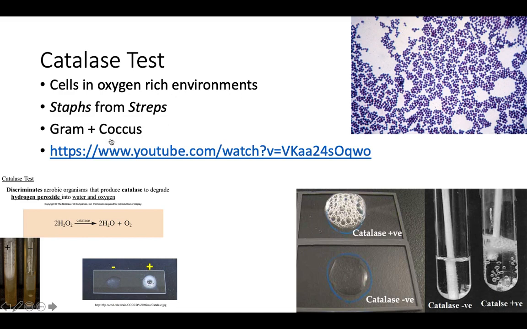They're both gram-positive cocci. Well, one of them is going to produce an enzyme called catalase, and the other one is not. Staphylococcus species are all catalase producers. They can all produce the enzyme catalase, and Streptococcus species cannot. They cannot do this. So what is catalase and what is it used for?